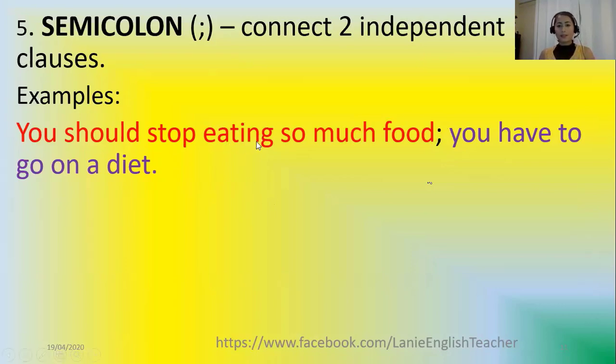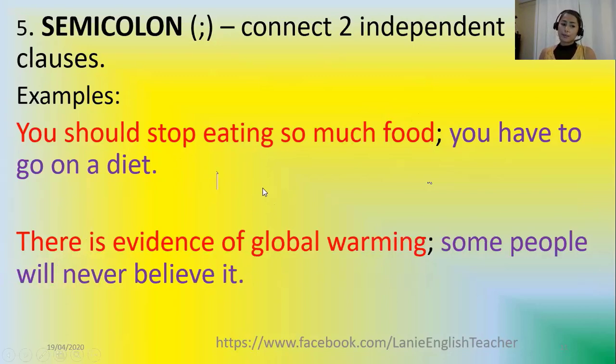So in this case, there are two independent clauses and we connect them using a semicolon to form one sentence. Another example is this one. There is evidence of global warming; some people will never believe it. So in this sentence, there are two independent clauses, and we use a semicolon to connect them.